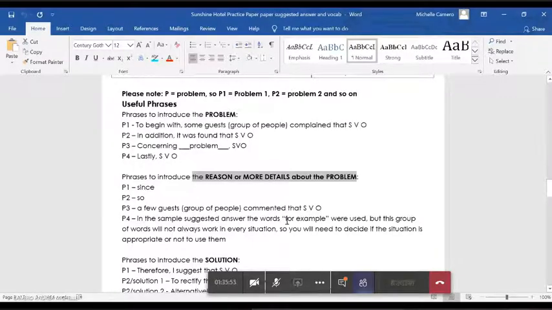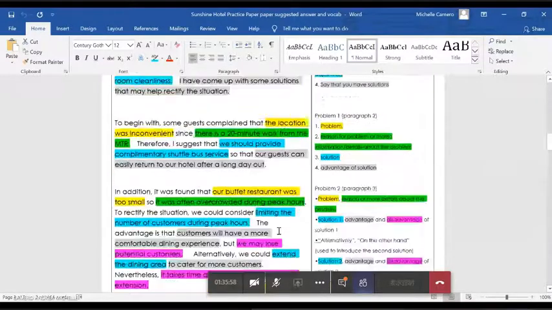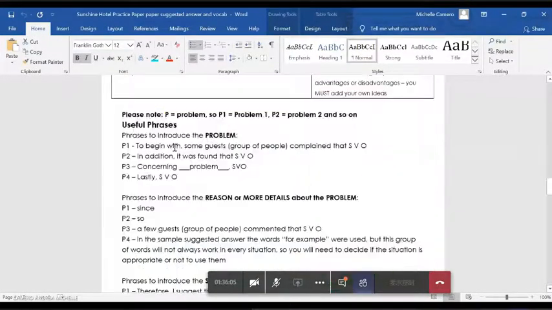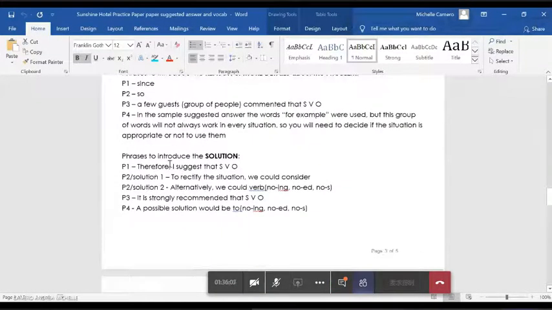And this one they used "for example." Why did they use "for example" for this one? Because you'll notice there is "e.g." here. So that's why you had to use "for example" on this one. All right, and then to introduce the solution, you can say, "Therefore, I suggest that SVO."